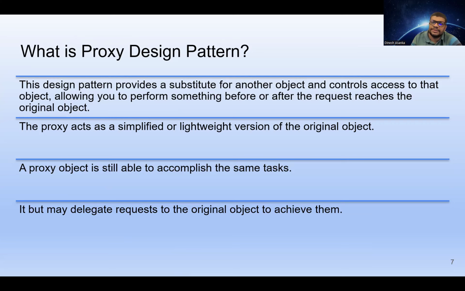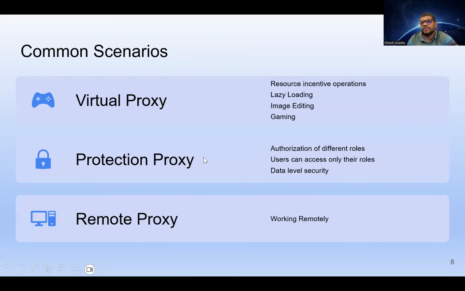So sometimes it might be the lighter version of your original object. And proxies should be able to accomplish similar tasks as your original object. And sometimes proxies may not be able to perform all the tasks. So in that type of situation, it will delegate its task to the original or the real object. Right. So what are the common scenarios? We have virtual proxy, protection proxies, and remote proxies.